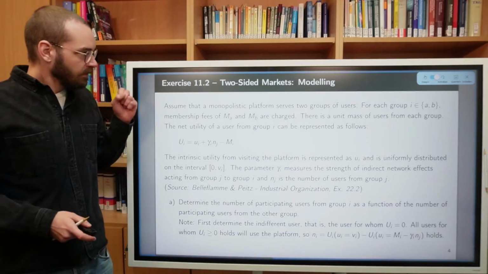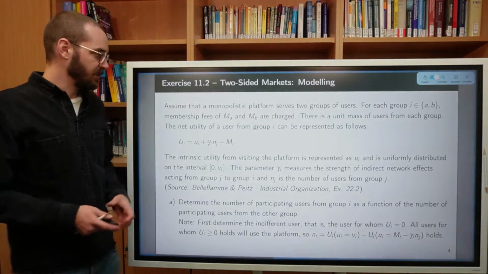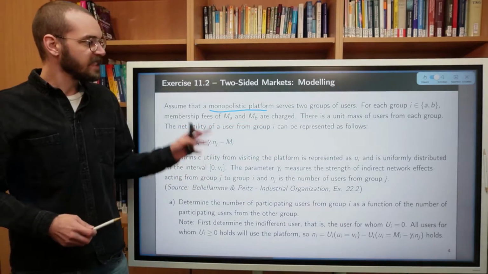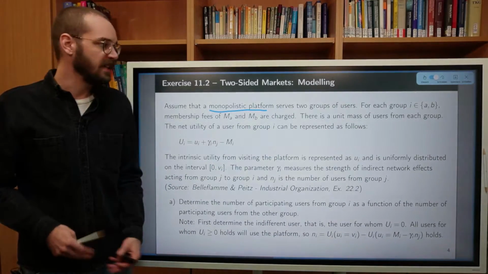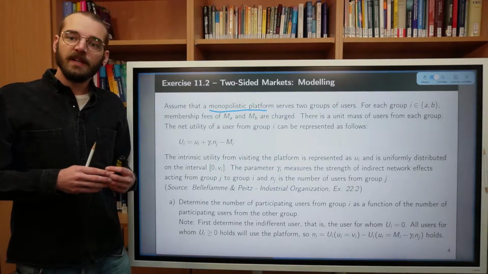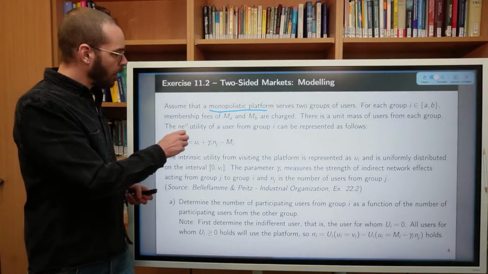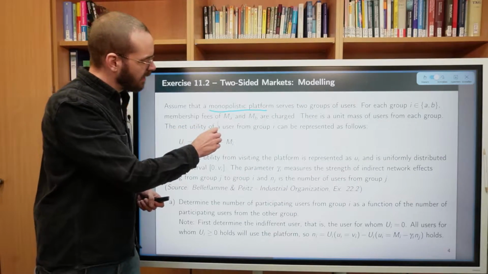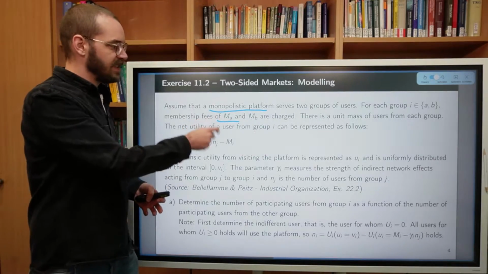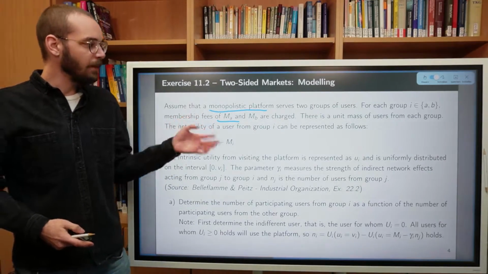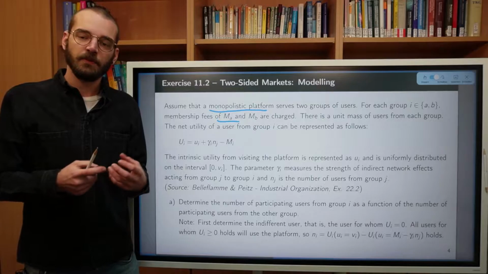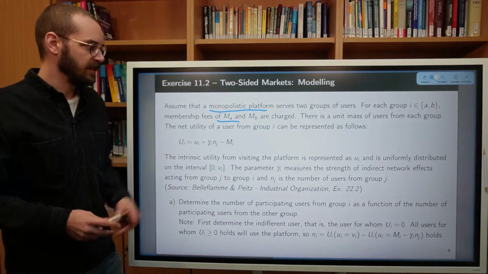So in this exercise, the model is as follows. We are going to assume that there is a monopolistic platform and that this platform serves two groups of users. There will be one group A and one group B. We, in addition, know that the platform operator will collect a fixed fee, not a variable fee. We know this because this is capitalized letters, M_A and M_B. So the M refers to the fee of the respective side of the market.